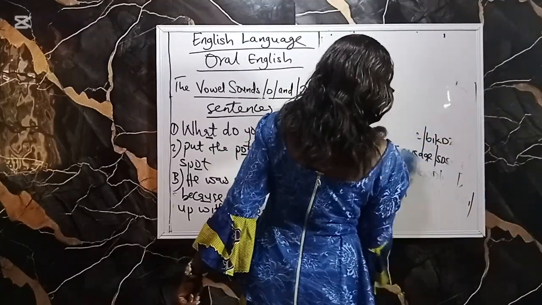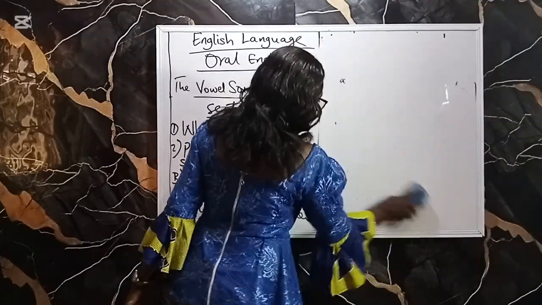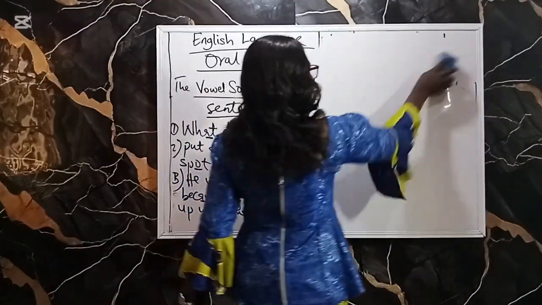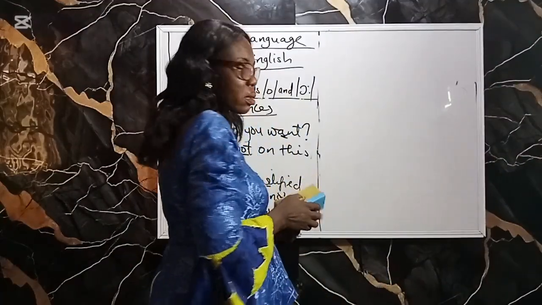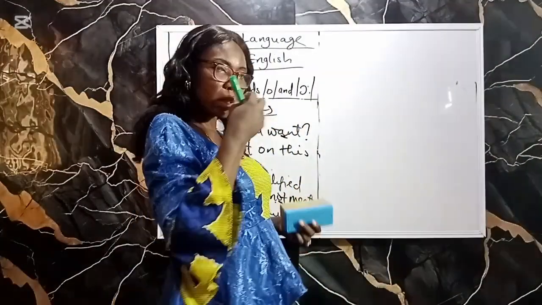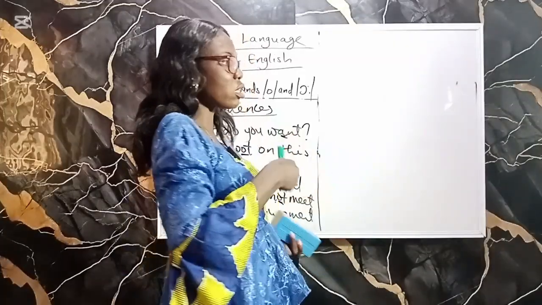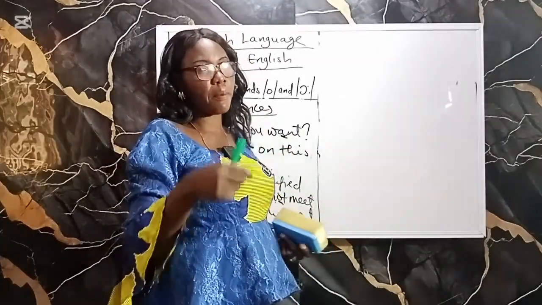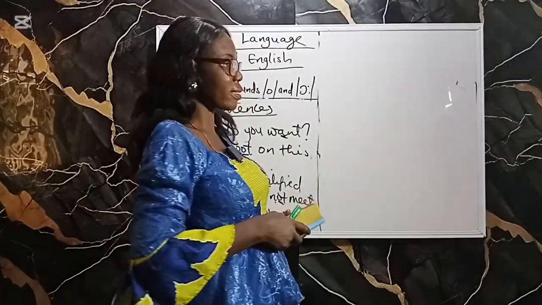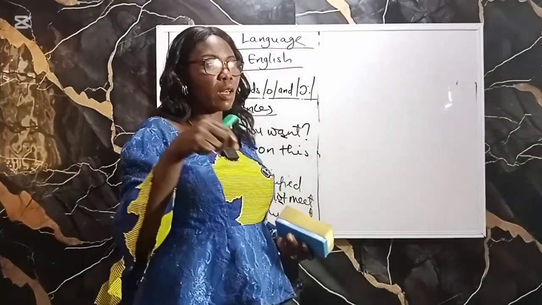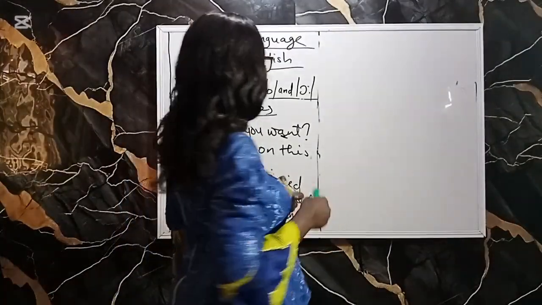Let's go to the second sound. Remember, the second sound is all. The leaves also form a round shape, and the tongue is still in the floor of the mouth. The only difference is that all is a long vowel sound.